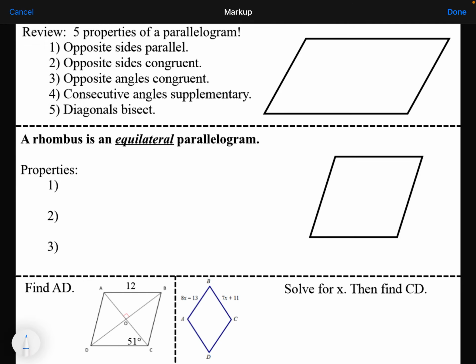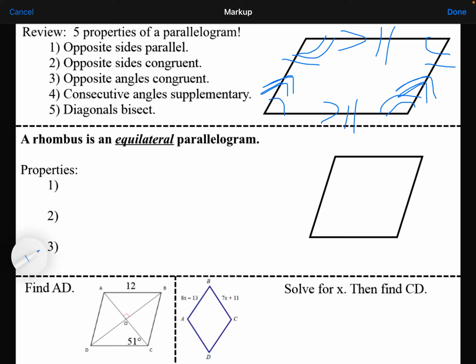So first thing here, the opposite sides are parallel. They're going the same direction. Same in the rhombus below. Opposite sides are congruent. They're the same length. Same, and even more so, in the rhombus below. Bottom left angle congruent to top right angle. Top left angle congruent to bottom right angle. Also true in that rhombus.